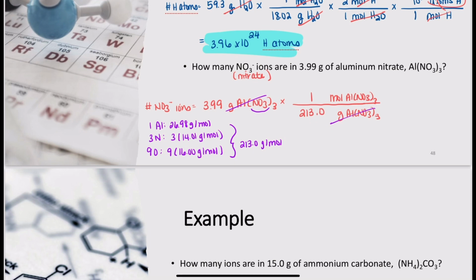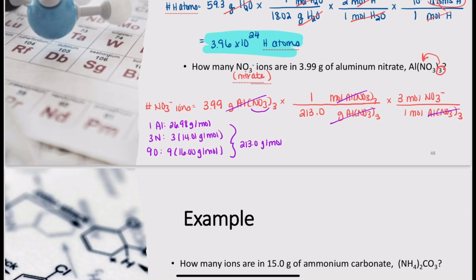I want moles of nitrate. I look at the formula and I see the 3 down here. Again, that applies to the nitrate. So I have 3 moles of nitrate ions for every 1 mole of aluminum nitrate. Now I've got moles of nitrate.